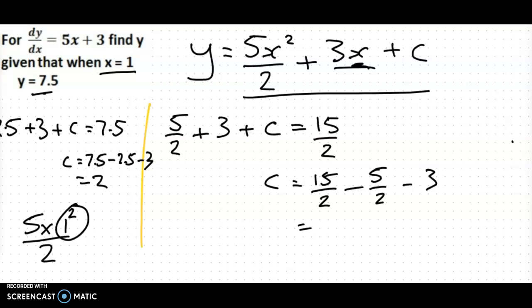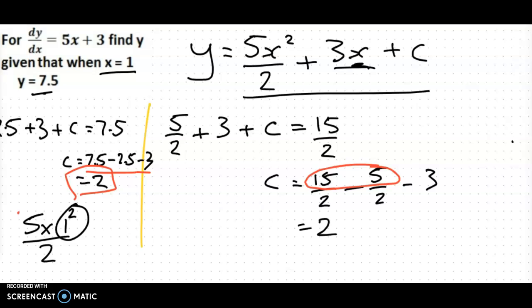Okay, and of course, if we do 7.5 minus 2.5, that's just 5 minus 3. So the final answer C is 2. But really even easier here, if I've got 15 halves minus 5 halves, well, that's 10 halves. 10 over 2, what's 10 divided by 2? It's 5, so 5 minus 3 is 2.